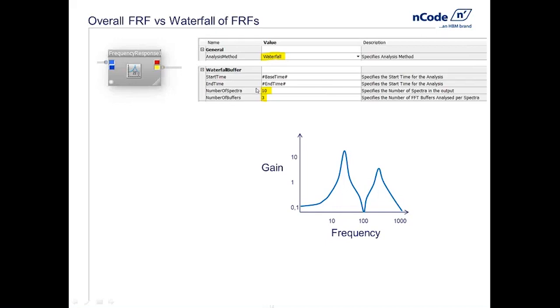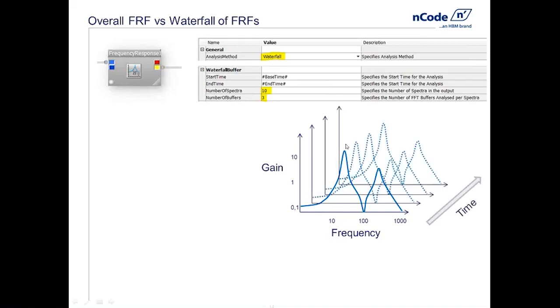at various instants in time, and the resolution in time is defined by this property here, number of spectra. So I want, for instance, 10 spectra from the beginning of the signal to the end of the signal, and each of these spectra will be averaged from 3 buffers, for instance. So in practice, this means that you will obtain this gain showing modes versus time with this waterfall option. The applications of these are numerous, right?